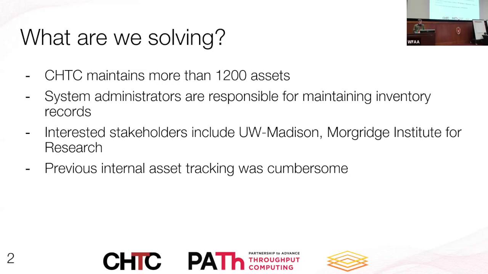Additionally, we purchase our assets through external stakeholders like UW-Madison and the Morgridge Institute for Research. These organizations also keep their own records for accounting purposes, for example. And so for that purpose, it's important that we also keep updated records here at the CHTC. Our current system of tracking assets is a spreadsheet that's manually updated by our system administrators. As you might be able to imagine, a giant manually updated spreadsheet updated by our very busy system administrators maybe isn't our ideal solution.